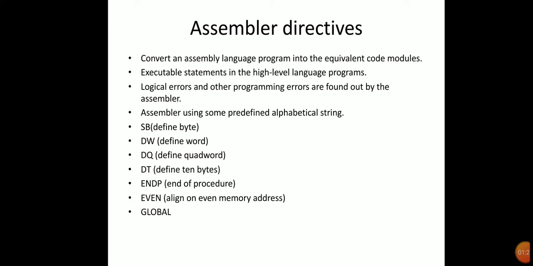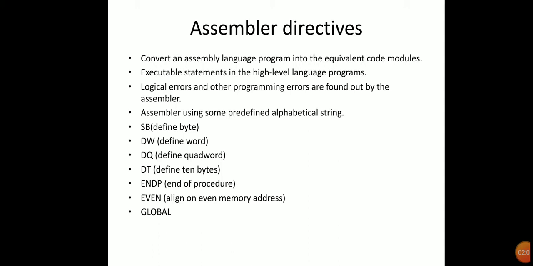So the assembler uses some predefined alphabetical strings. The following strings are used to assign the programming structure using the data segment and code segment part. So what type of alphabetical strings? Number one, DB, define byte, that is to define byte values. Here I am using the 8086 microprocessor, which is 2 byte data.